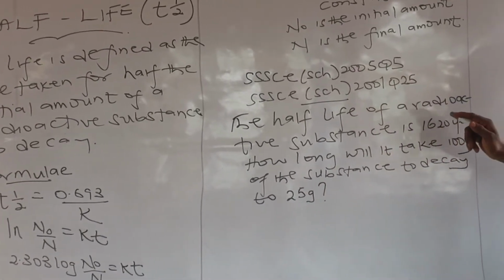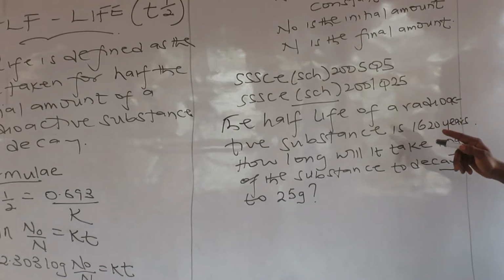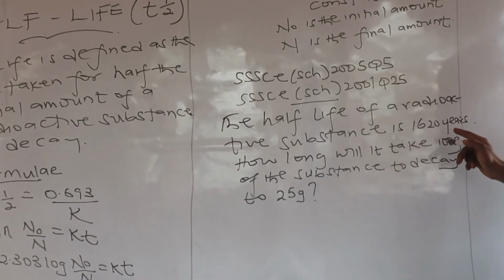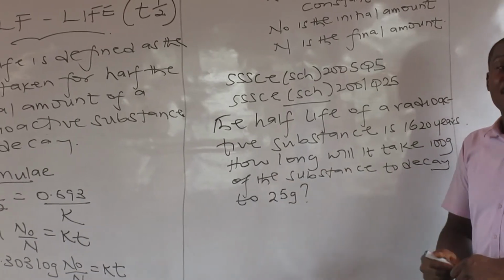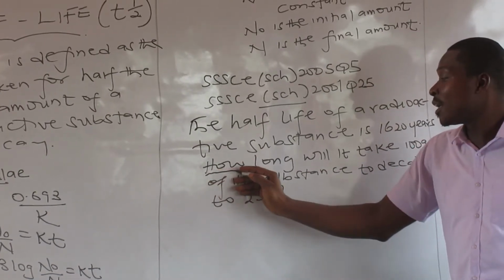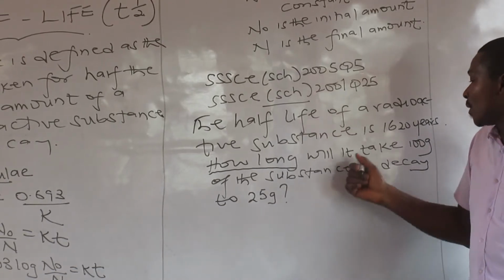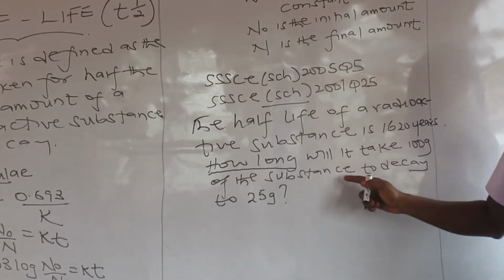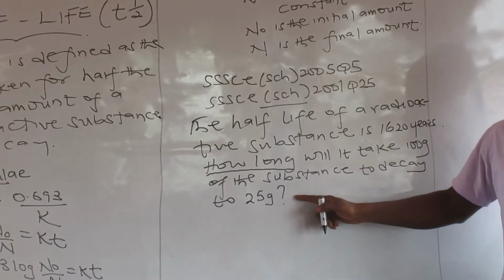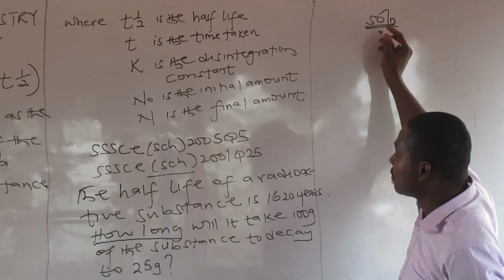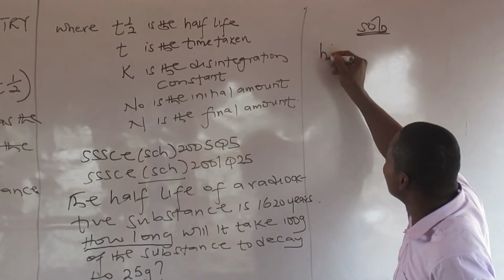The half-life of a radioactive substance is 1,620 years. How long? Now, when they tell you how long, what are they looking for? That is time. How long will it take 100 grams of the substance to decay to 25 grams? The best thing for you to do is to list your entities out. So the half-life is given.